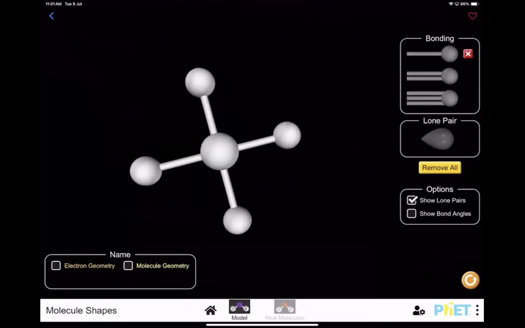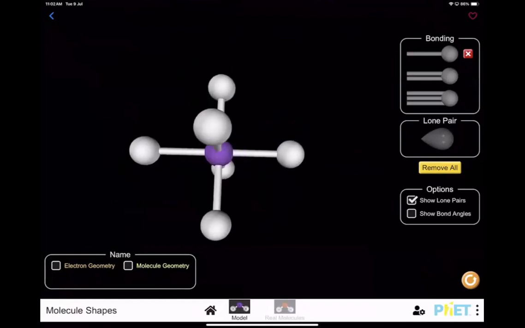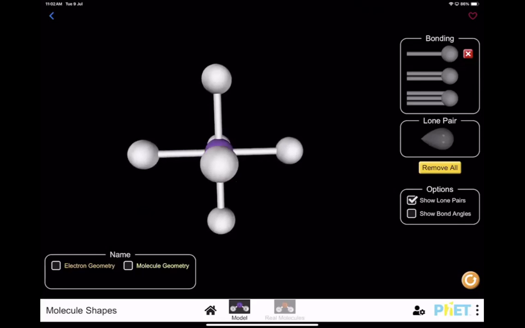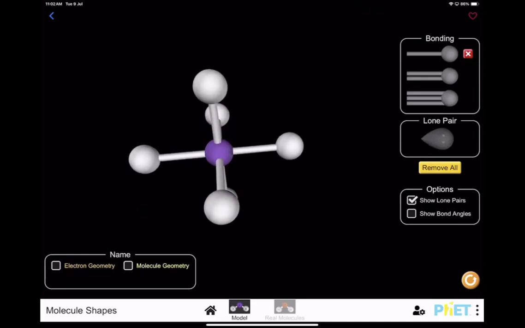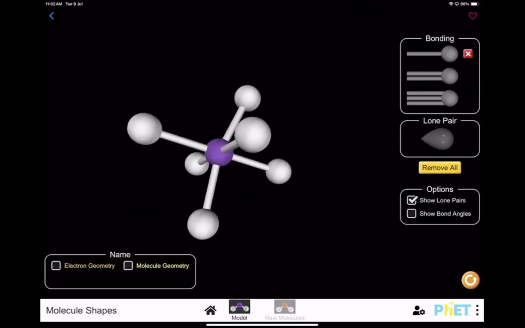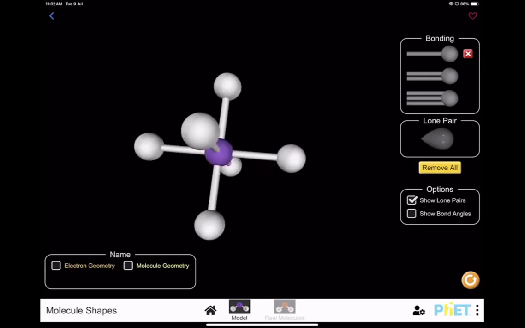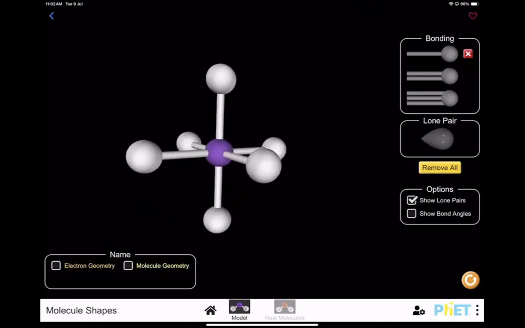Now, what will be the bond angle? 90. And what will be the bond angle between the top one and the middle one, or the bottom one and the middle one? Again 90. So it has only one type of angle between the bonds, which is 90. Is this clear? Yes, sir.